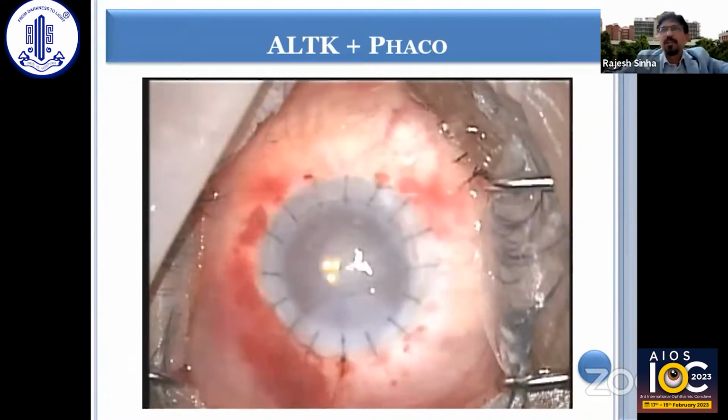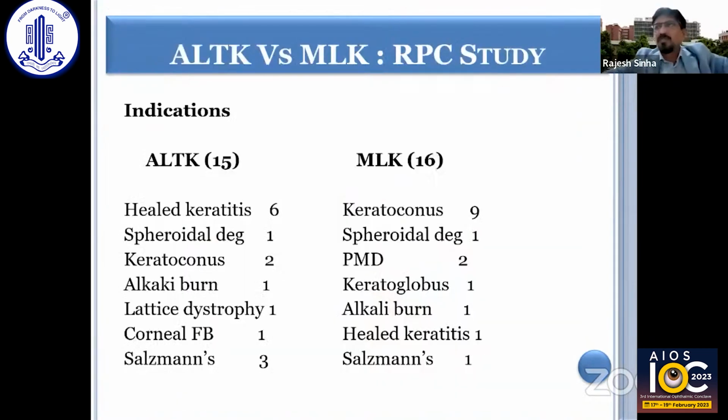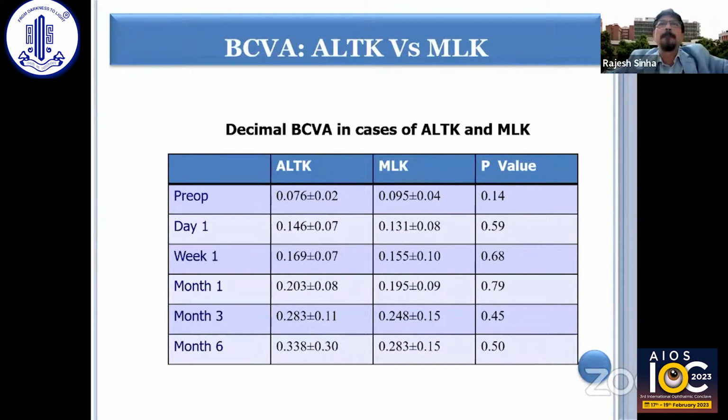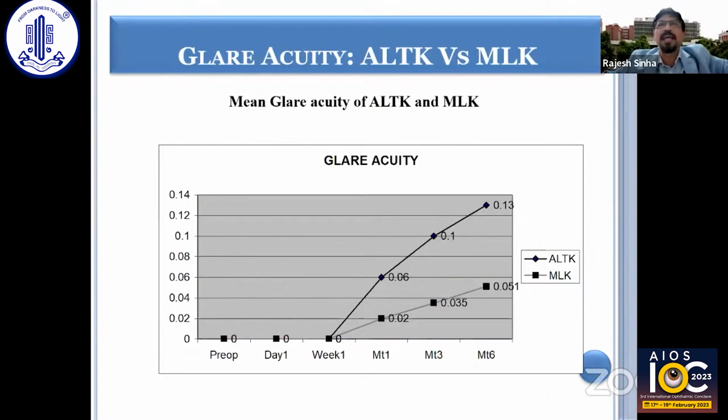With the automated keratoplasty, the interface is very good, and that's the advantage. The interface is very regular. We did a study long back at RP Center comparing automated keratoplasty versus manual keratoplasty, and we found that it took less surgical time. There was early epithelialization, better contrast and glare acuities, and early visual rehabilitation was seen, with a better visual outcome.